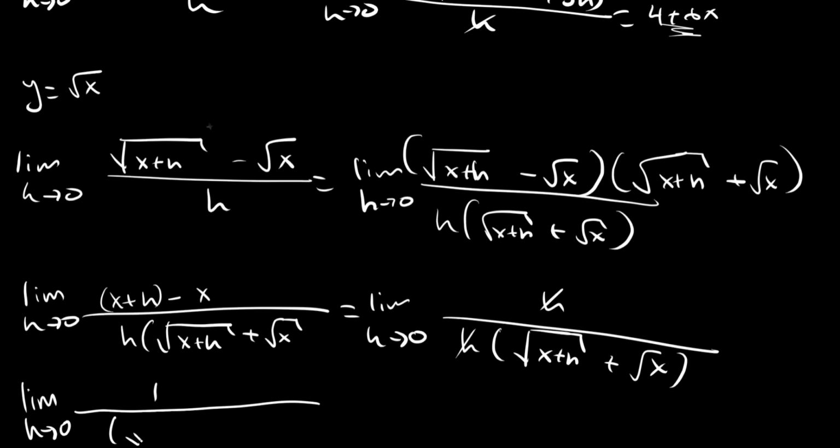square root of x plus h, plus square root of x. Now if I plug in my 0 here, my h is just going to be 0 here, and I'll be left with square root of x plus square root of x. I'll be left with 1 over 2 square root of x.